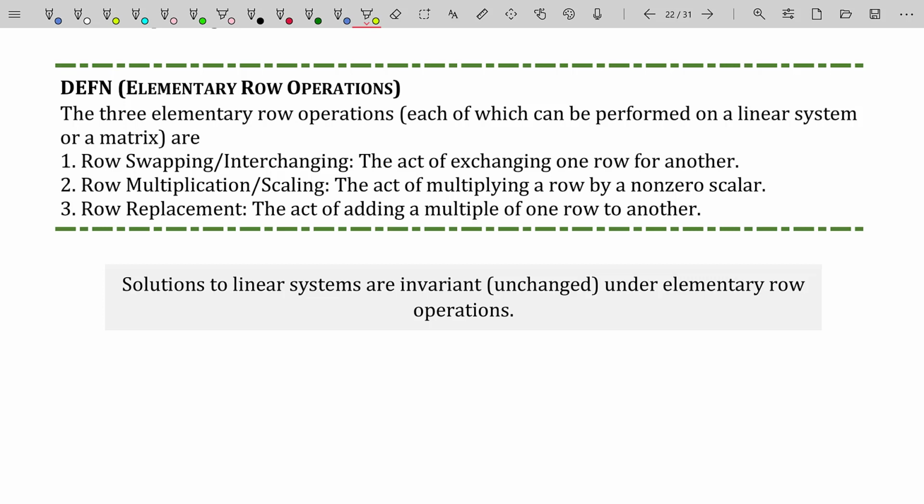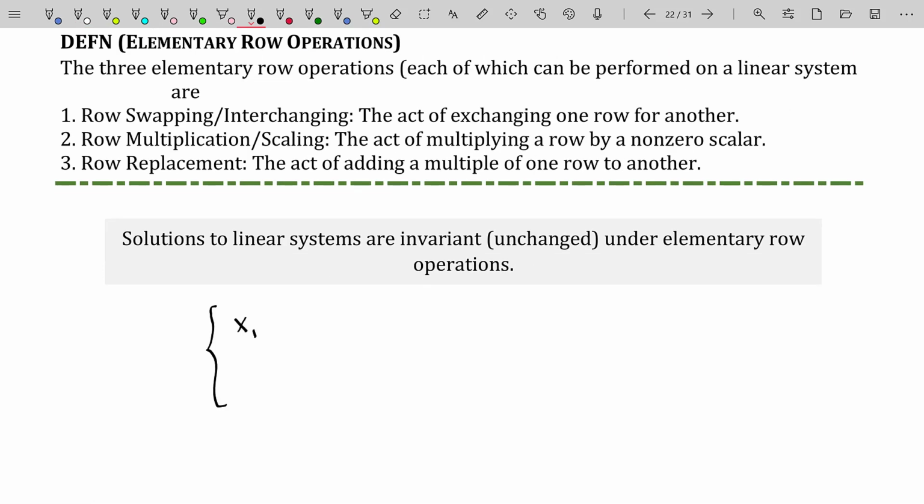So the three elementary row operations, each of which can be performed on a linear system or a matrix. Now, that or a matrix, I really don't want you to see that yet, so I'm going to make that disappear. But the three elementary row operations are the following. We're allowed to swap rows in a linear system. That is, if I hand you a linear system, just like this right here.